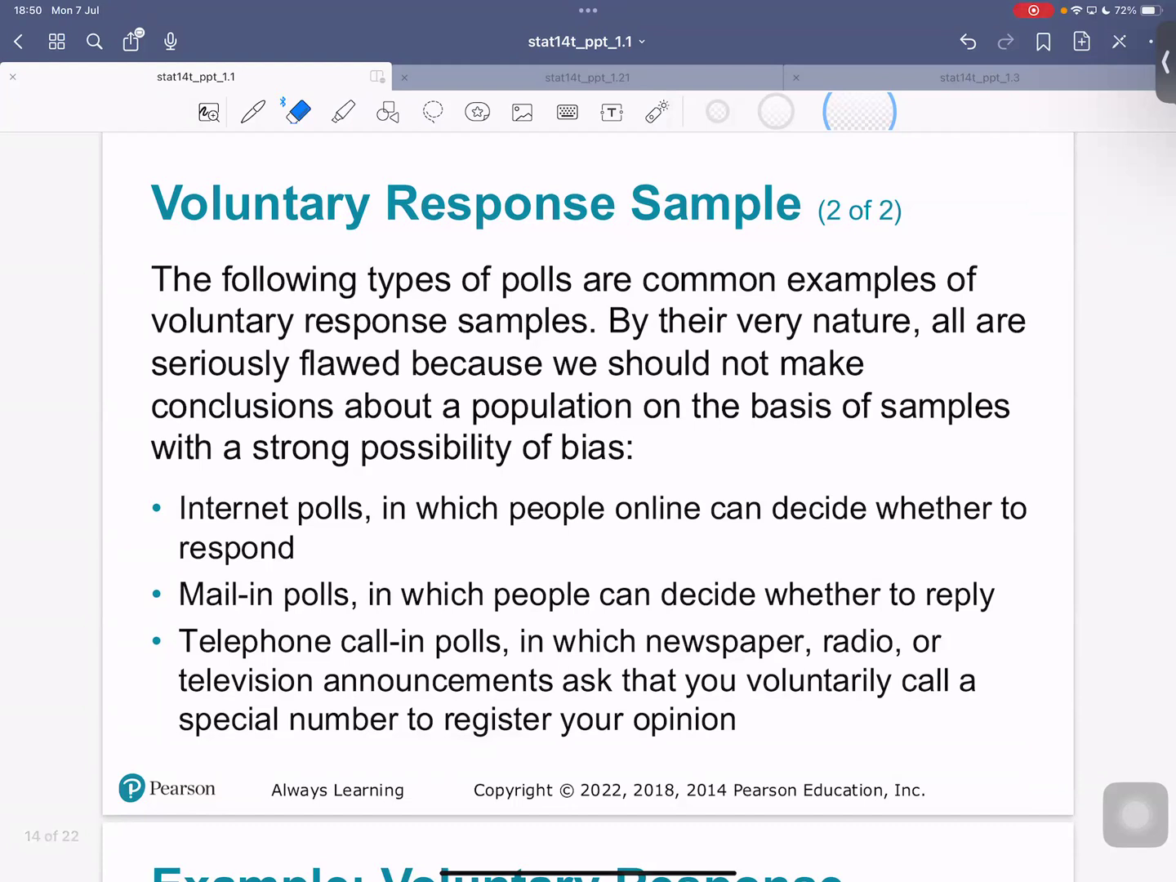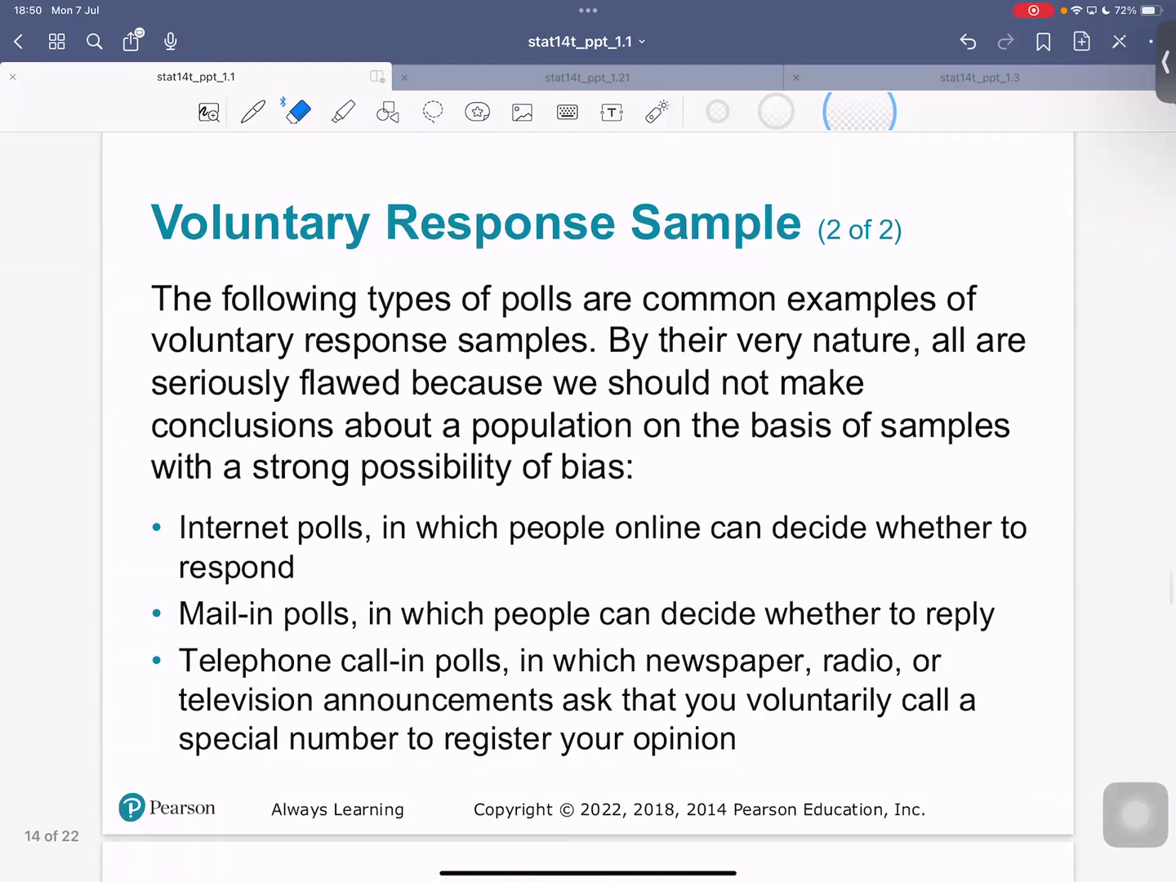That's correct, right? Because if you use the result from a voluntary response sample and make the conclusion for the population, sometimes we have a bias, and bias is kind of an error. If the error is large, it's not good, it's not correct for drawing the conclusion for the population.